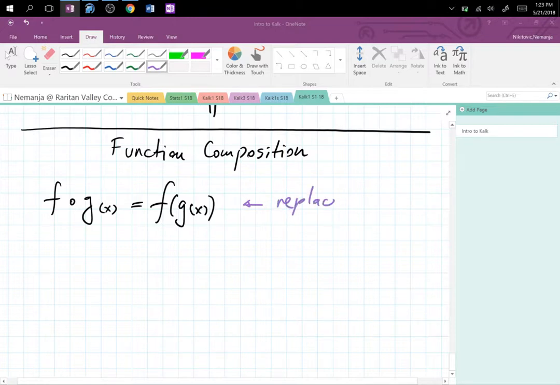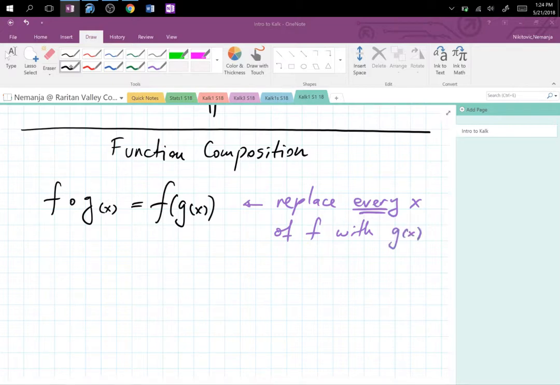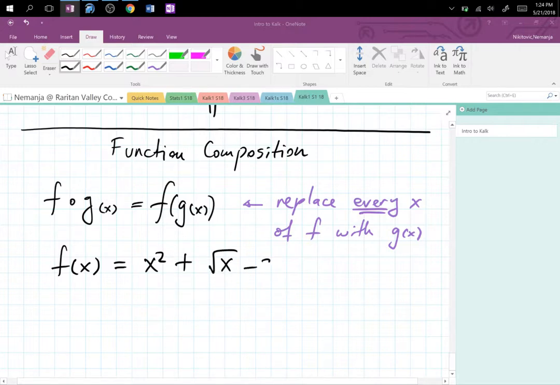Replace every x of f with g of x. Let's see the example. So say you have f of x equals x squared plus square root of x minus 3, and g of x is sine x.